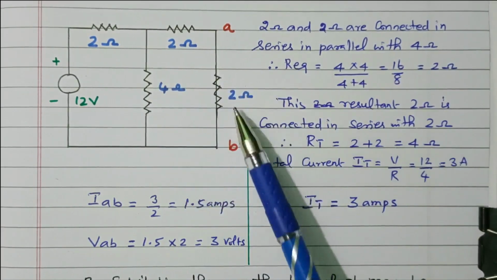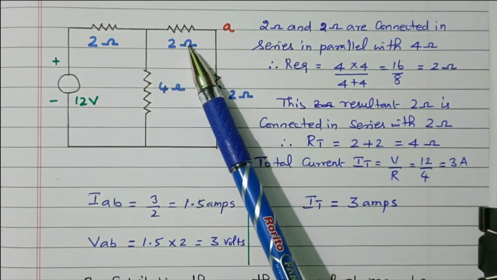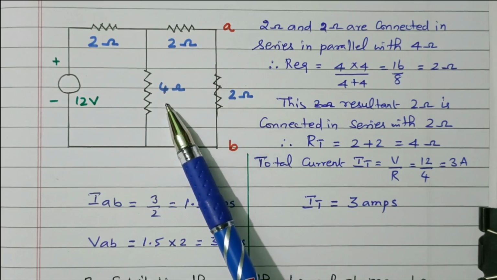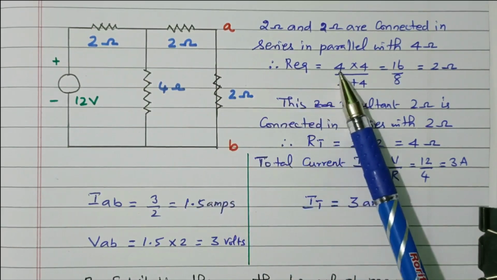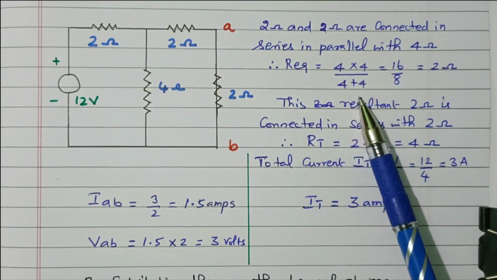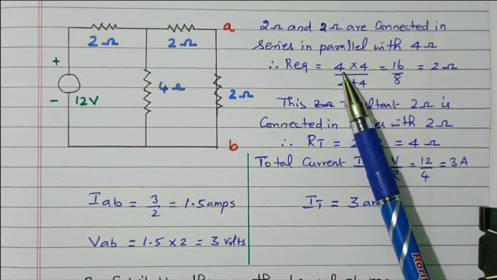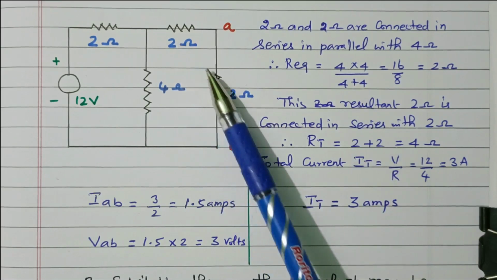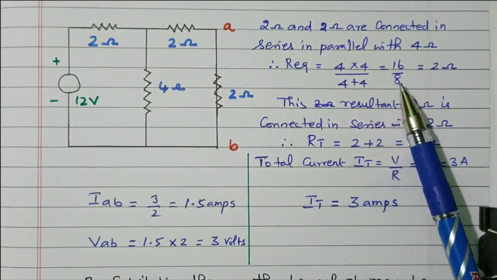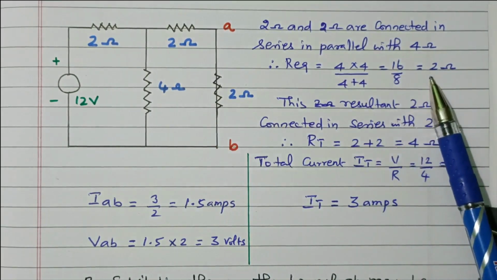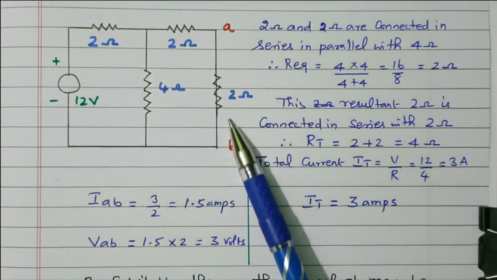First we will simplify this network. 2 plus 2 is 4. That 4 ohm is connected in parallel with this 4 ohm. So the equivalent resistance is R1 into R2 divided by R1 plus R2. R1 is 4 ohm, R2 is also 2 plus 2, 4 ohm. 4 into 4 divided by 4 plus 4, 16 divided by 8, is 2 ohm. Right? So this branch is 2 ohm.